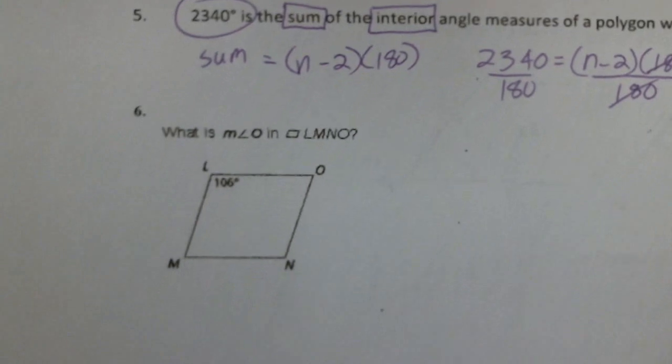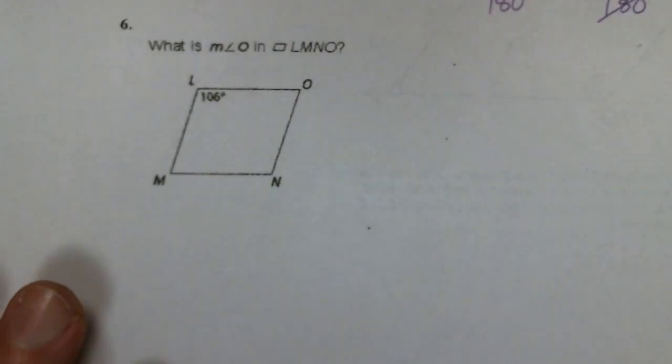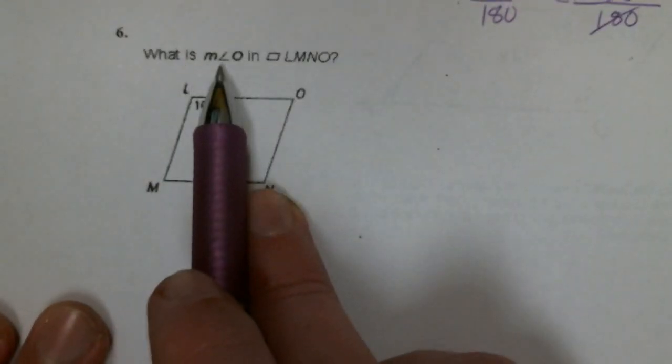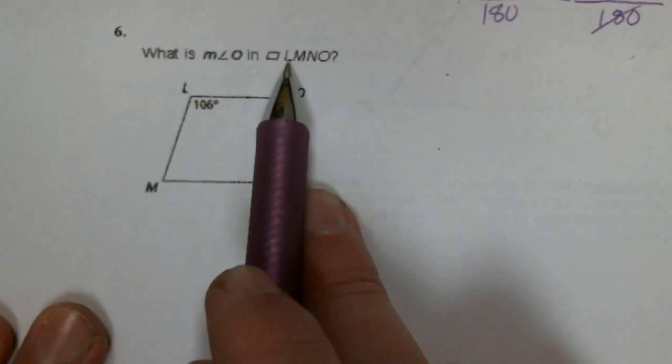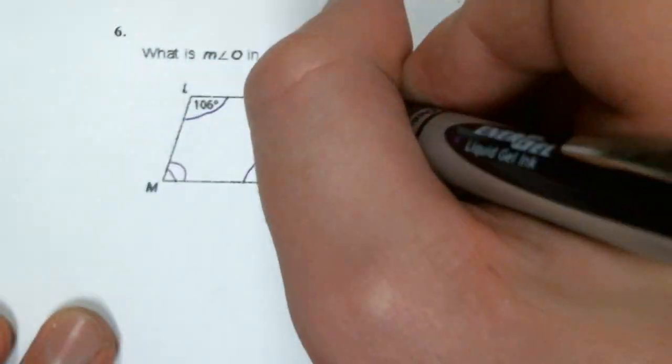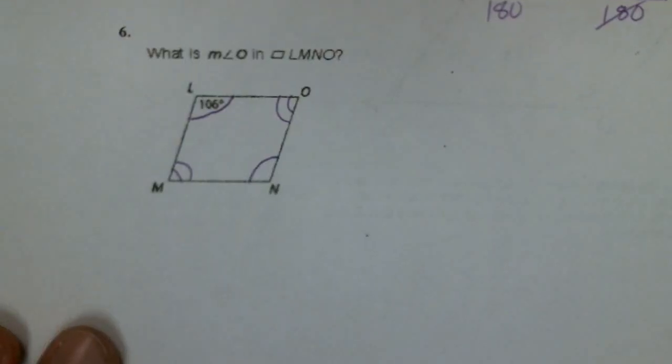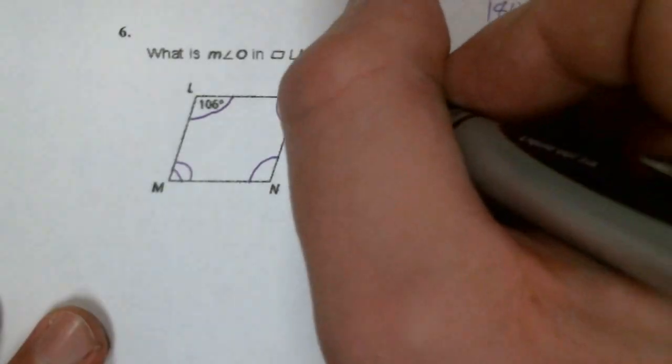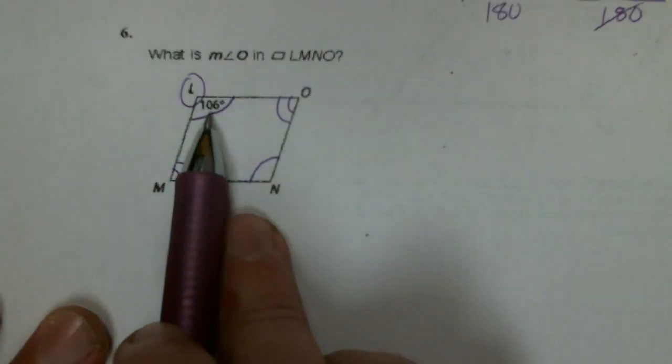Okay, number 6. What is the measure of angle O in parallelogram LMNO? Well, I know if it's a parallelogram, that means opposite angles have to be congruent. You can use the little trick that I taught you from chapter 2. All of the big angles are the same. All of the little angles are the same. One big plus one little, one obtuse plus one acute, has to equal 180. Well, what is angle O? L is obtuse. Obviously, it's 106.